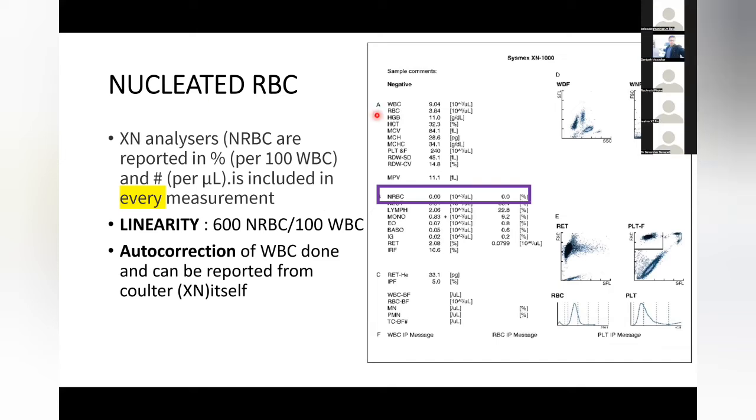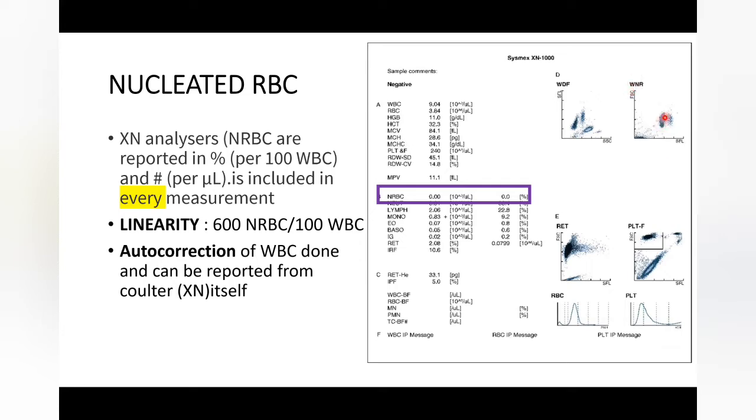This is an XN 1000 plot, and this is how the report comes to us. If you look at this WNR channel, there is a big chunk here. This chunk is your WBC and basophils, and here nothing is there. That means there are no nucleated RBCs. So this person has no nucleated RBCs, and this is a correct report. Whenever we see NRBC in this channel, this is where the report is going to come for NRBCs.